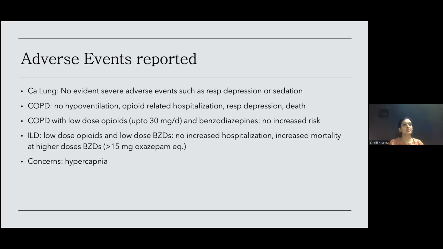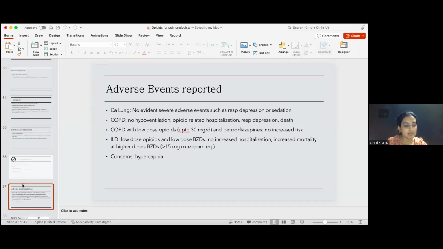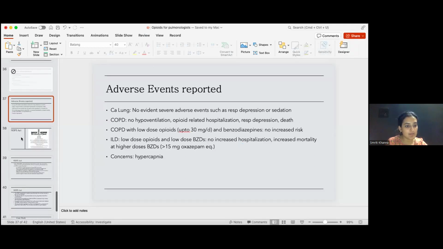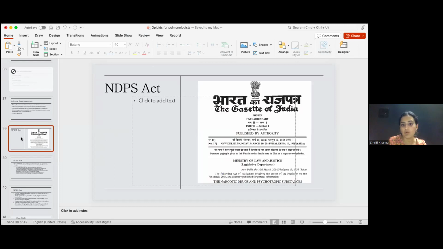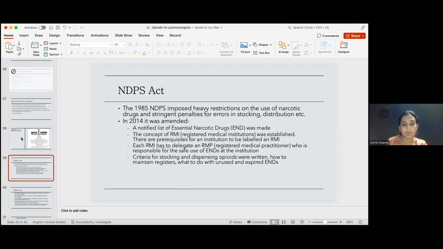This is not really based on documented evidence, but because of the dual effect of hypercapnia as well as opioids, and especially so with IV opioids, it is said that it's better to monitor more frequently in patients with hypercapnia. I think that this is kind of like my main slide, and then we also forgot about the NDPS bit.